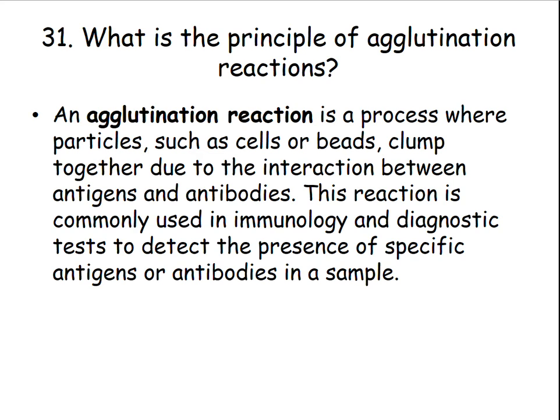The agglutination reaction is a process where particles such as cells or beads come together due to the interaction between antigens and antibodies. This reaction is commonly used in immunology and diagnostic tests to detect the presence of specific antigens or antibodies in a sample. When we are doing the test, we interpret the result by considering the agglutination reaction. What we observe is the clumping that happens after the antigens and antibodies clump together to form the complex.